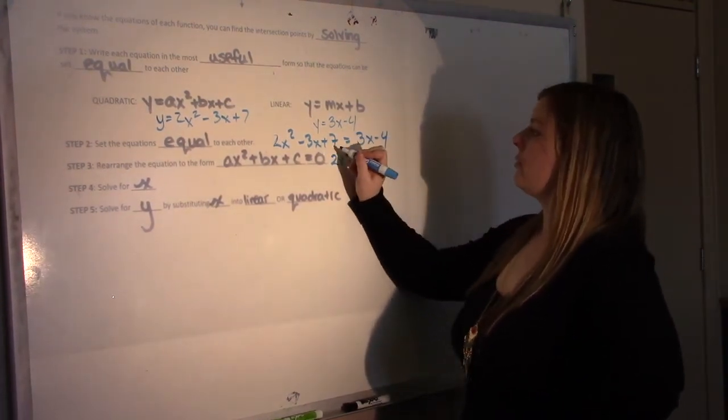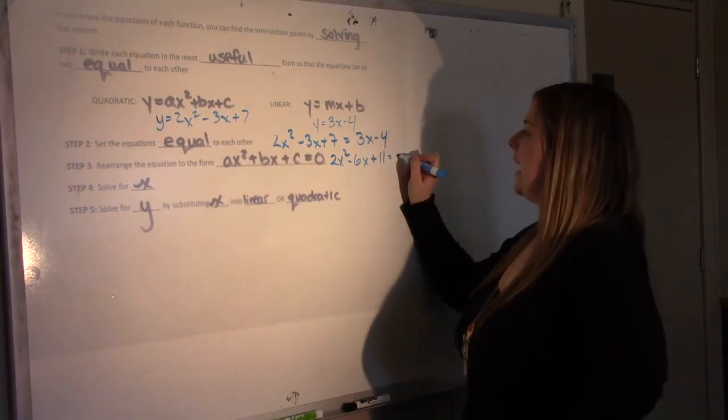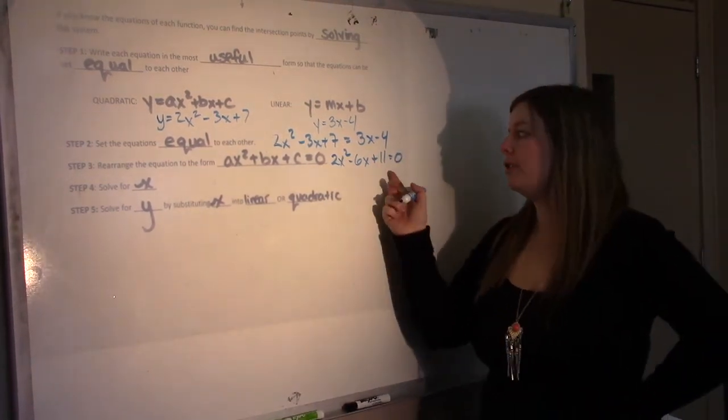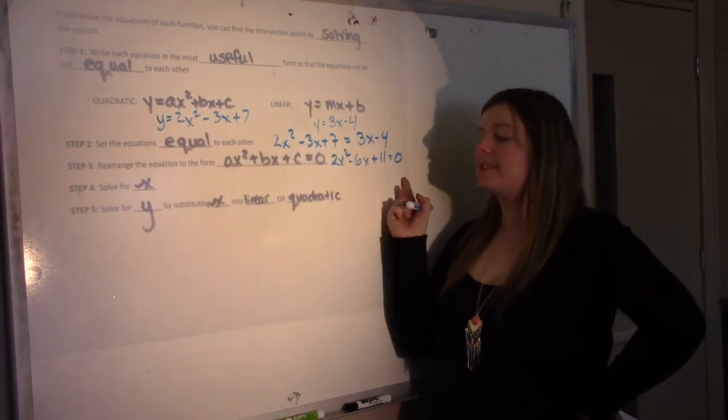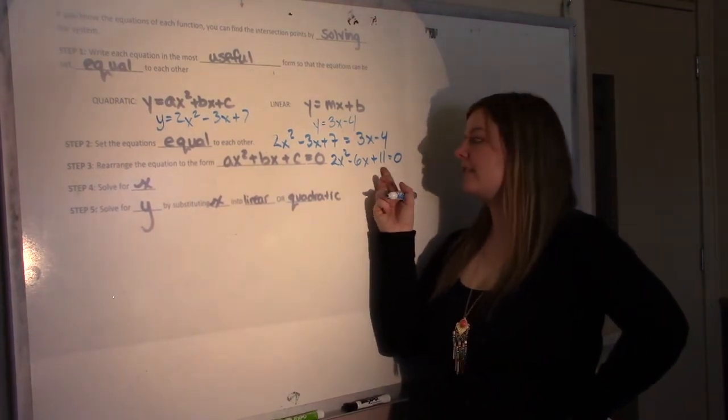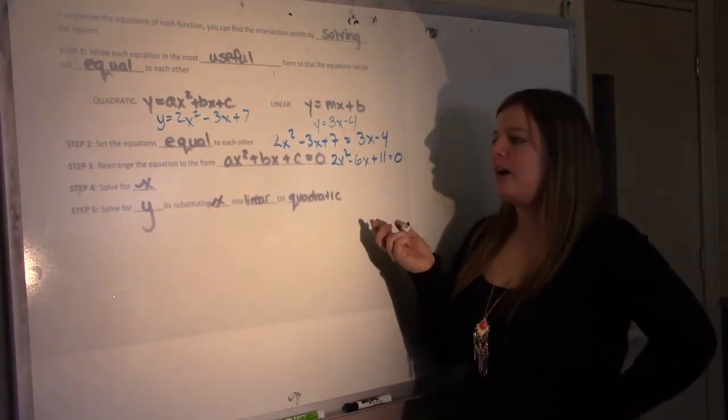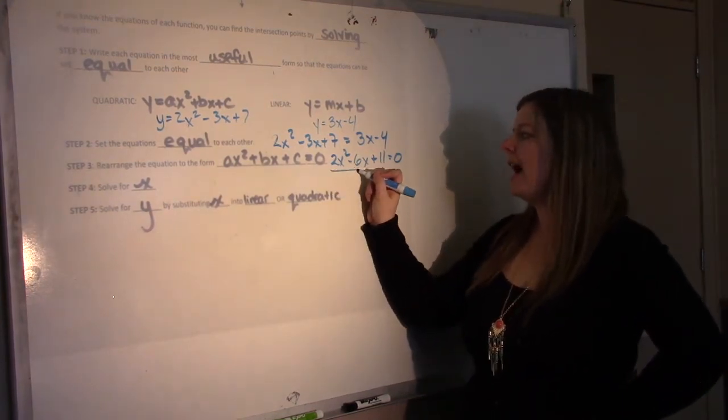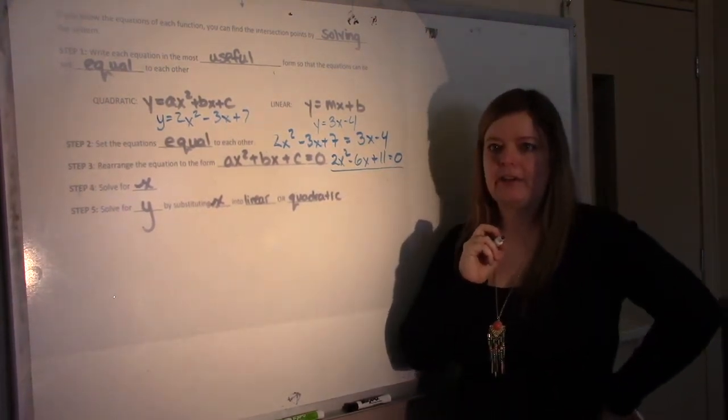And then you're adding the 4 to move it over, so plus 11 equals 0. You have to make sure that you include the equals 0 to show that this is still an equation that you're solving. You can't just leave it without an equal sign. Now you solve for x. Okay, think about it. How do you solve for x from here?